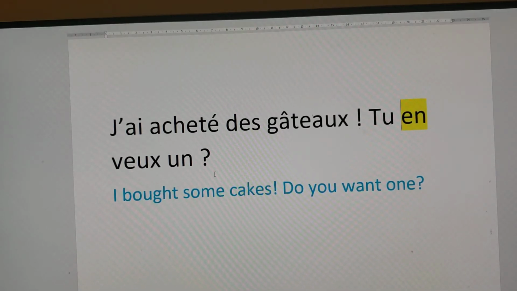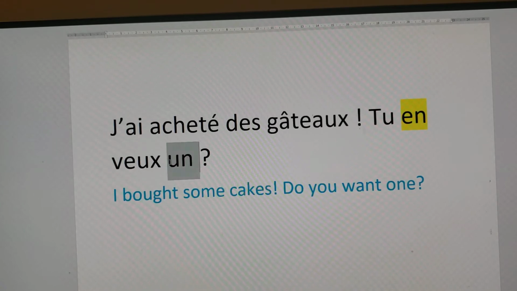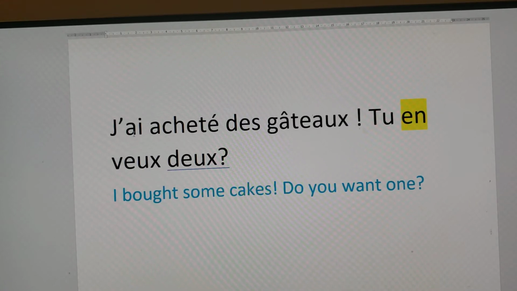Tu en veux un, so do you want one of it? You can replace it with two, like if you want two of the cakes. J'ai acheté des gâteaux. Tu en veux deux? I bought some cakes. Do you want two? Of what? Of the cakes. So in this case, en replaced or refers to the cakes.